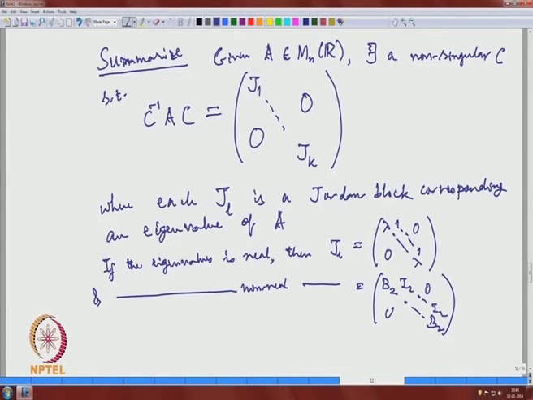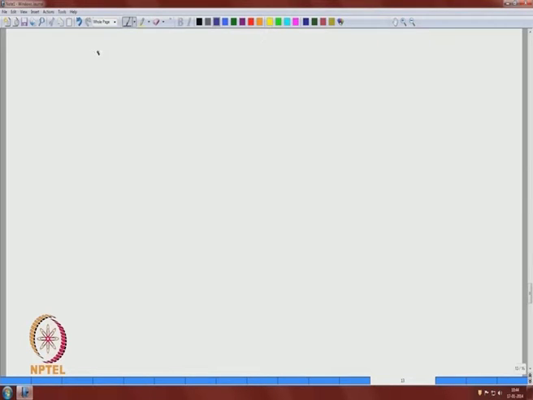Okay. So, in particular we have this C inverse A C, and the exponential e to the J 1, etc. Okay.